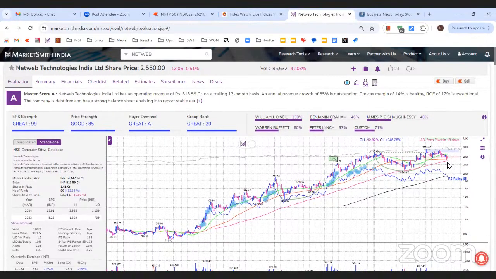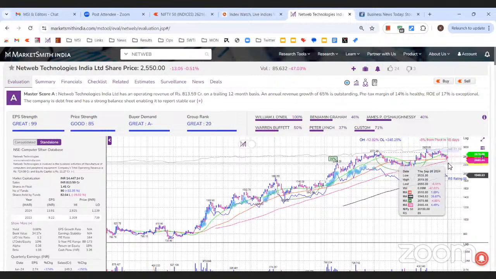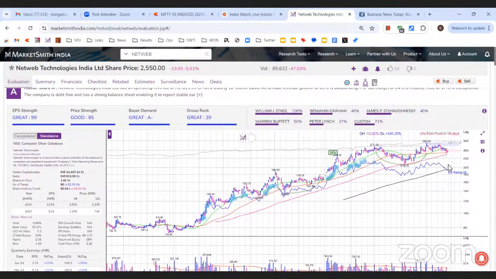And if you have already taken the position and are looking at what to do, I think the 50 DMA and 100 DMA are very close to the current market traded price. If those levels are breached on higher volumes, you can exit this stock and look out for other stocks for investments.